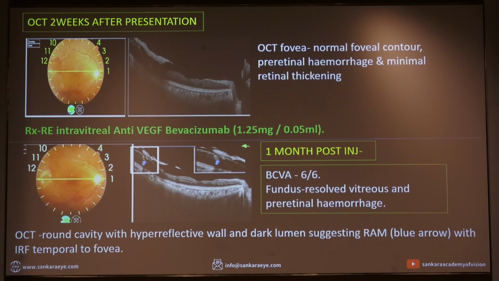At this point, we gave intravitreal anti-VEGFs to the patient, and 1 month post-injection, his visual acuity improved to 6/6, and fundus showed resolved vitreous and pre-retinal hemorrhage. And on OCT, we can see a round cavity with hyperreflective wall and a dark lumen suggestive of RAM. So probably that vitreous hemorrhage was secondary to the RAM.